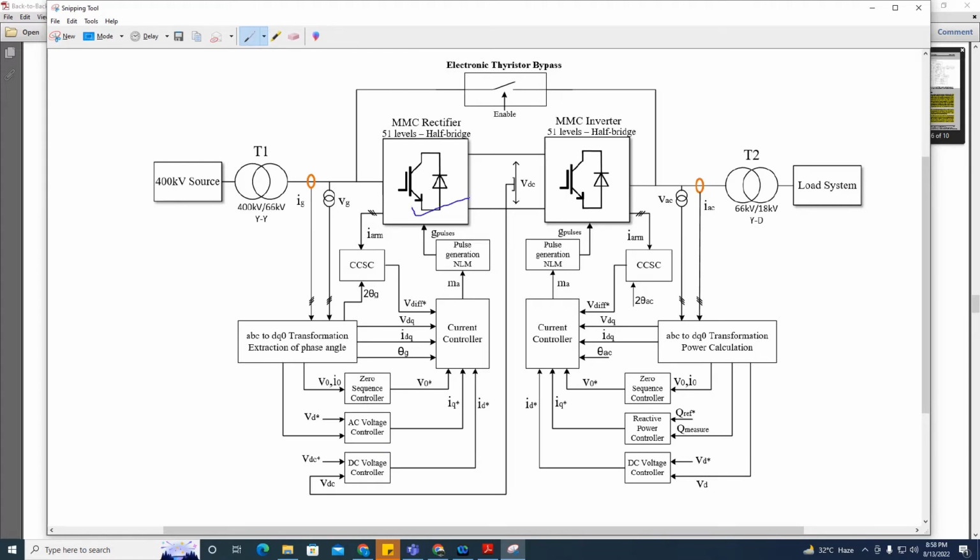On the rectifier side, there is a DC voltage controller and there is the AC voltage controller. The output of the DC voltage controller will be ID reference. The output of the AC voltage controller will be IQ reference. There is also a zero sequence controller to eliminate the zero sequence. Zero sequence component will appear in the system when the grid is unbalanced. So in case of unbalance, there will be positive sequence component, zero sequence component, and negative sequence component. If there is a zero sequence current, we need to eliminate it by using the zero sequence controller.